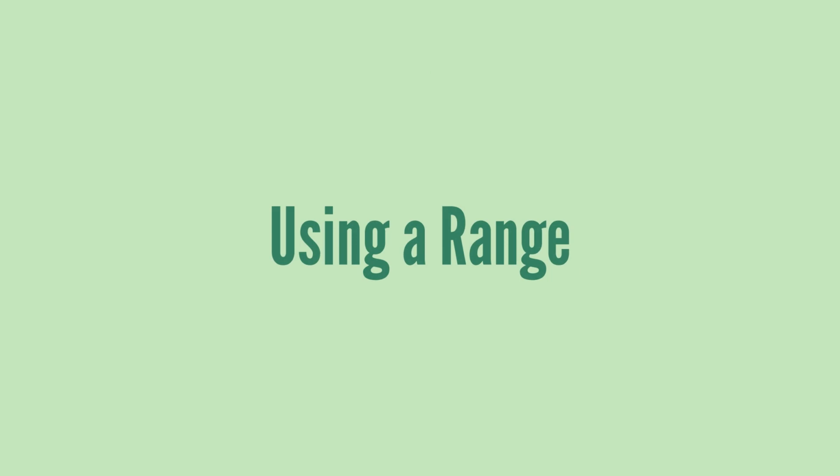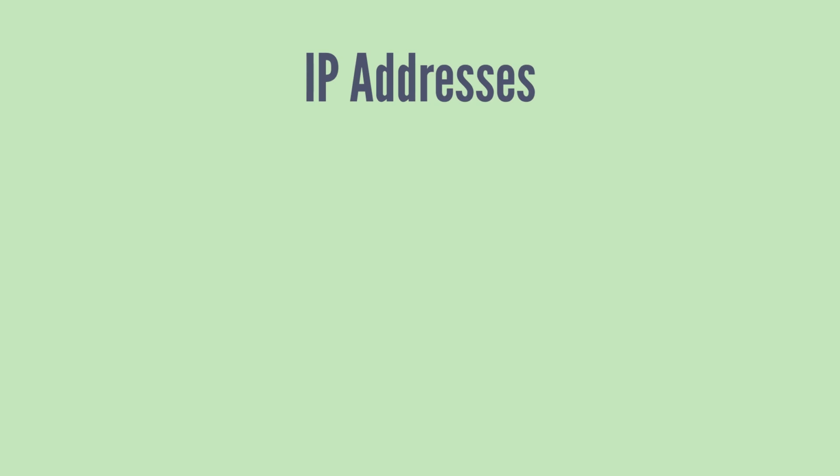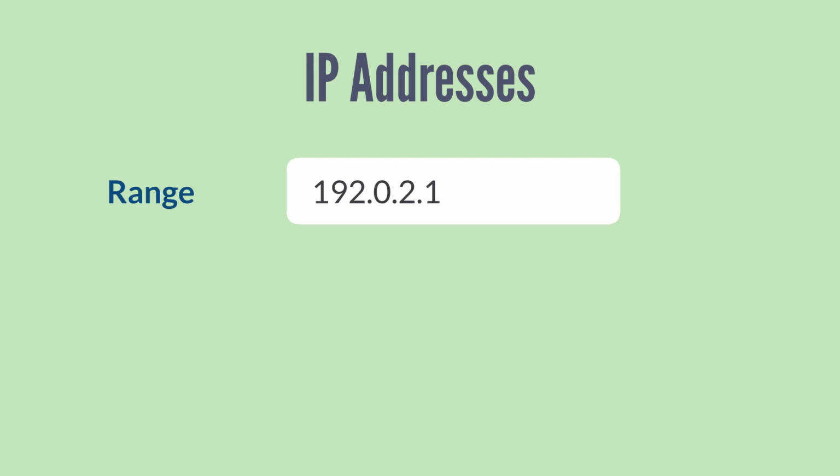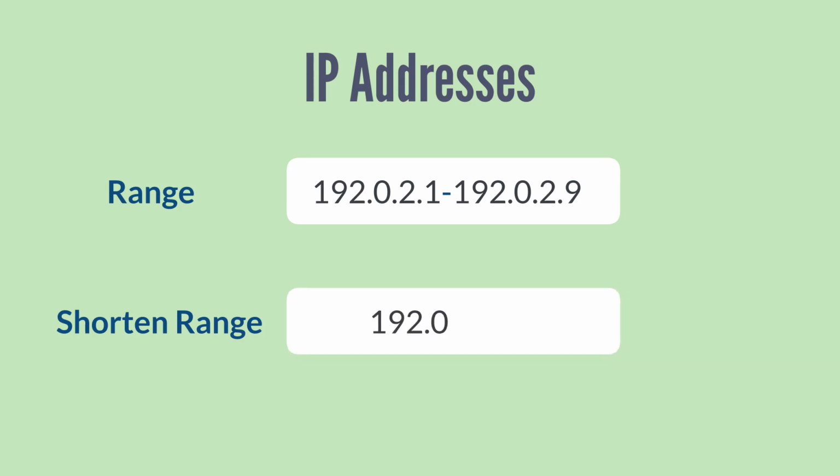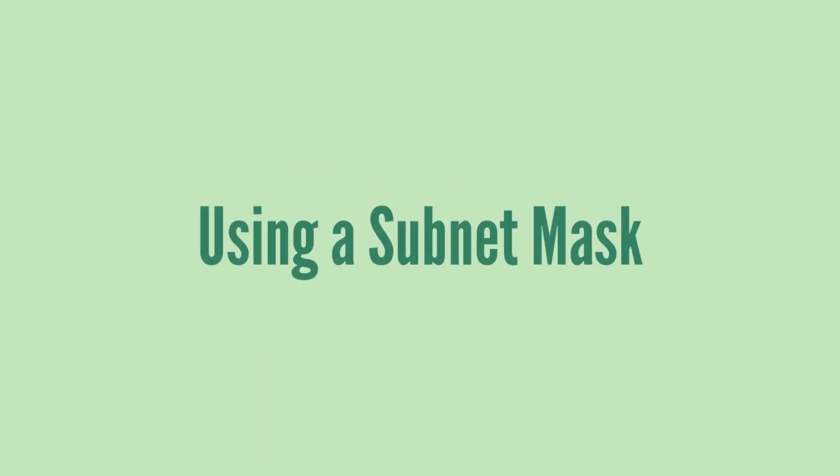First, you can use a hyphen to indicate all the IP addresses within a range. For example, you might enter a range like 192.0.2.1 through 192.0.2.9. Alternatively, you could further shorten the addresses by inserting the hyphen directly between the differentiating numbers. To return to our previous example, your range would now be entered as 192.0.2.1 through 9.